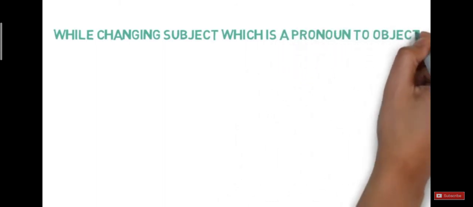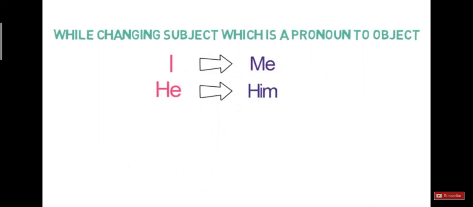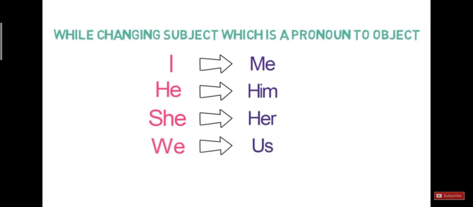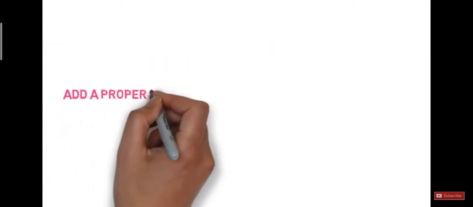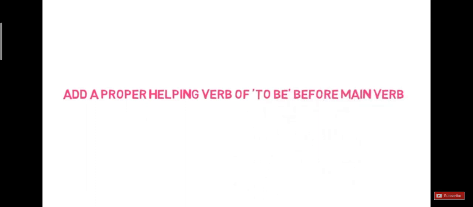While changing a subject, which is a pronoun, to an object, I will change into me, he will change into him, she will change into her, we will change into us, they will change into them. I, me, he, him, we, us, they, them, she, her. Add a proper helping verb of to be form before the main verb.